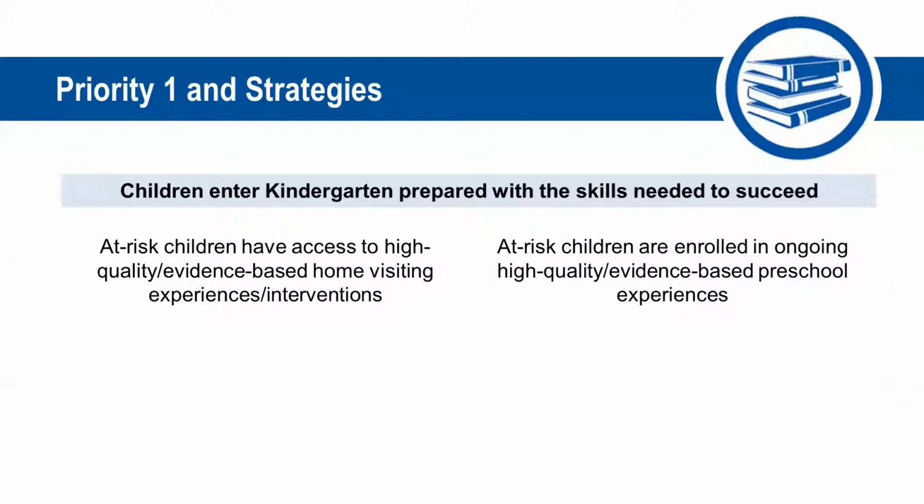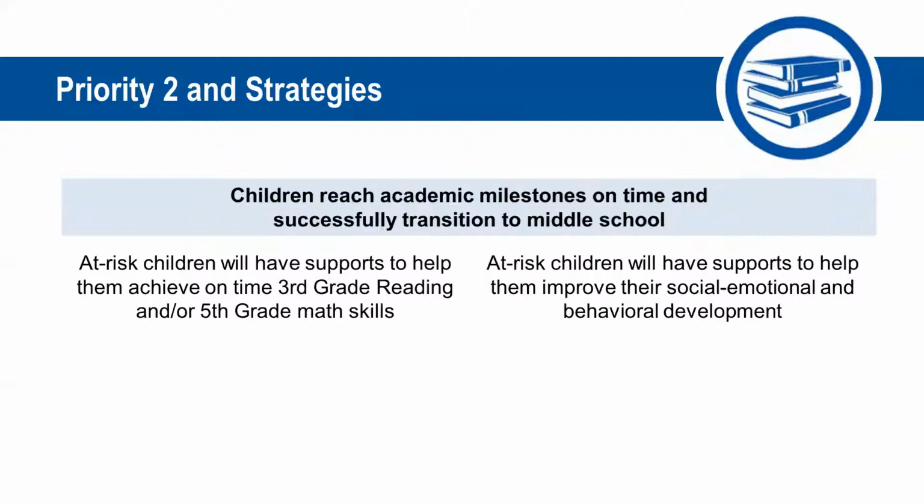So under education, our priority 1 has 2 strategies. Children enter kindergarten prepared with the skills needed to succeed. At-risk children have access to high-quality evidence-based home visiting experiences and interventions, and or high-quality evidence-based preschool experiences or preschool-like experiences. Basically, what we're trying to get to is rich, structured learning environments for our youngest children.